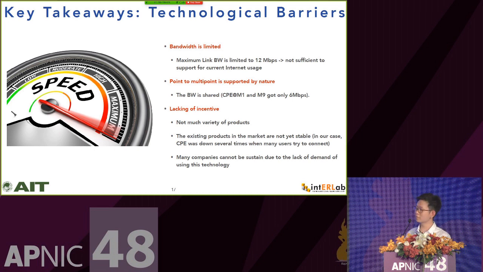Another takeaway is about technological barriers. We found that the bandwidth matters. From our experiments, the maximum bandwidth that we can get is about 12 megabits per second. Of course, nowadays it's not sufficient for current internet usage. Also, point-to-point communication is supported by nature, but the bandwidth is shared as well. In our experiment, we used a shared frequency between M1 and M9, and the bandwidth was cut in half. We achieved just 6 megabit per second for each relay. And as for the reason why, this is my observation: it could be because of the lack of incentive.